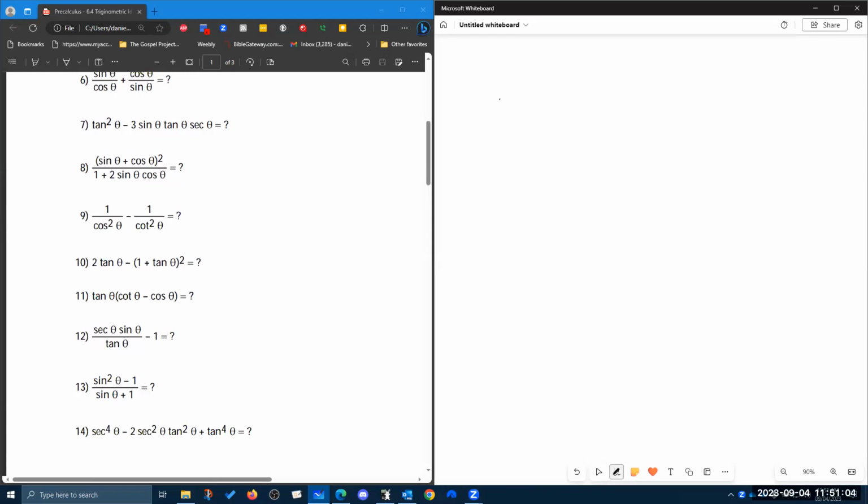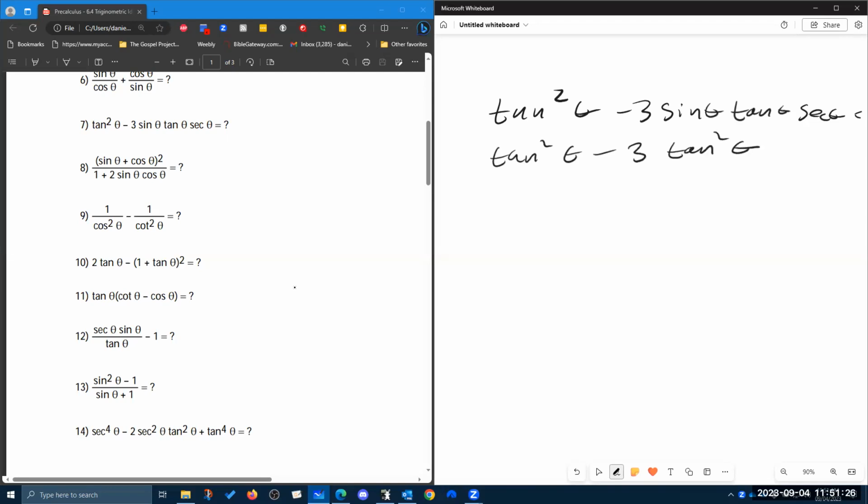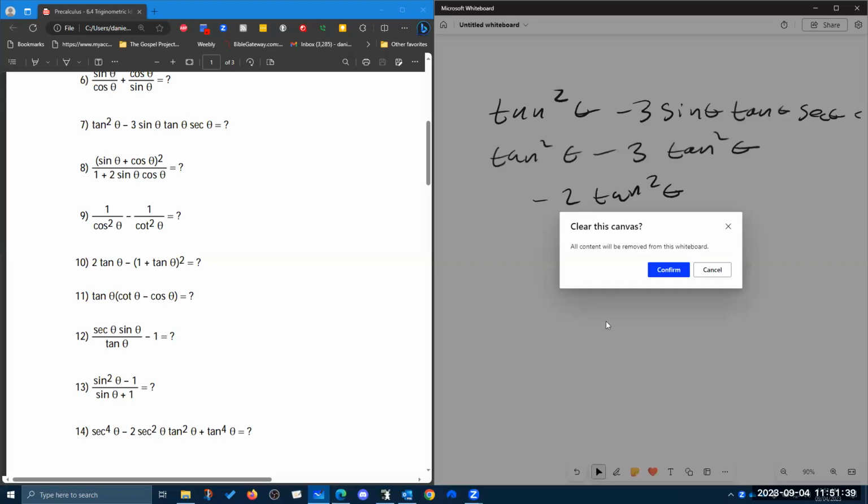Number 7, tangent squared theta minus 3 sine theta tan theta secant theta is equal to what? So sine over cosine is going to be tangent. So this is tangent squared theta minus 3 tan squared theta is equal to a negative 2 tan squared theta. Nothing more to be done there.